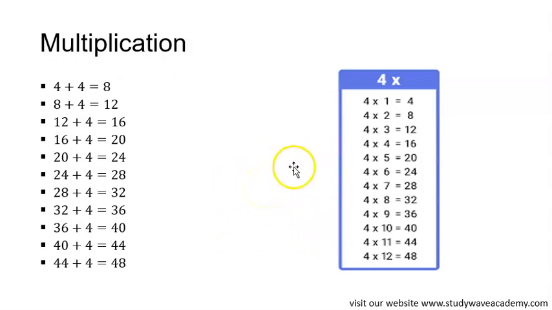It's repeated addition. Okay? 4 times 1, 4. 4 times 2, 8. 4 times 3, 12. 4 times 4, 16. 4 times 5, 20. 4 times 6, 24. 4 times 7, 28. 4 times 8, 32. 4 times 9, 36. 4 times 10, 40. 4 times 11, 44.